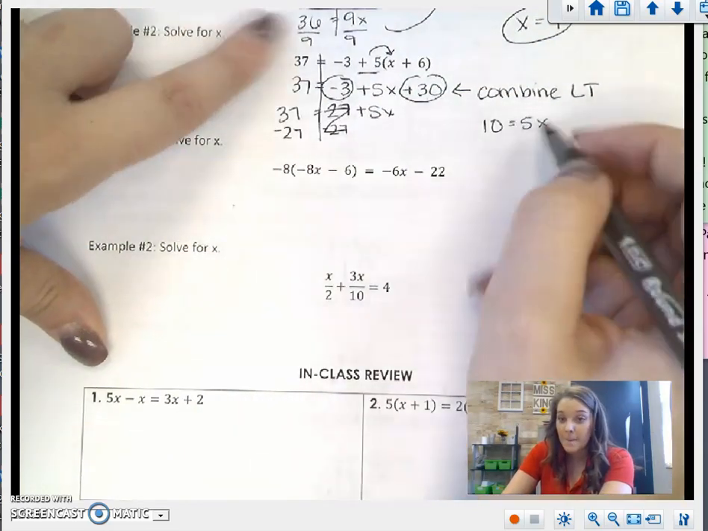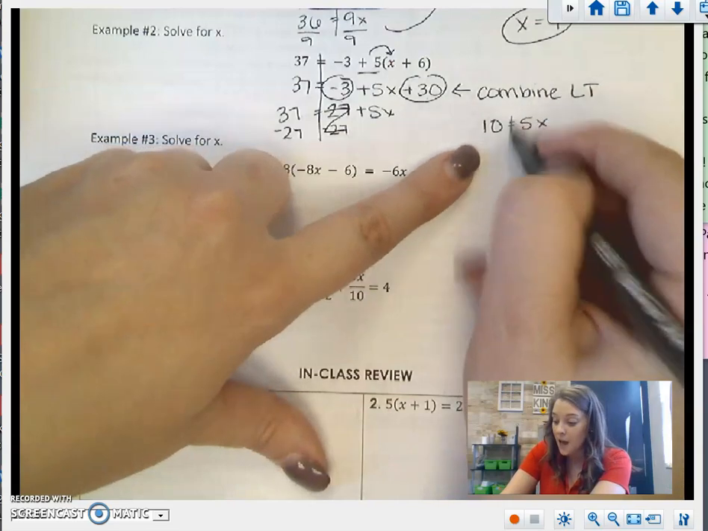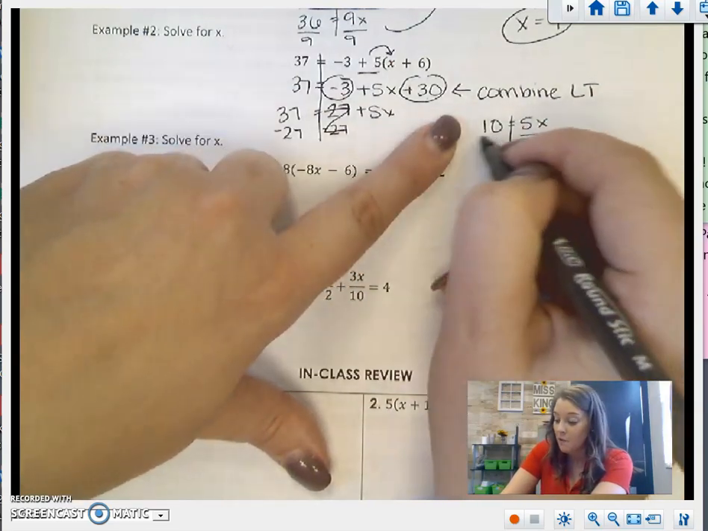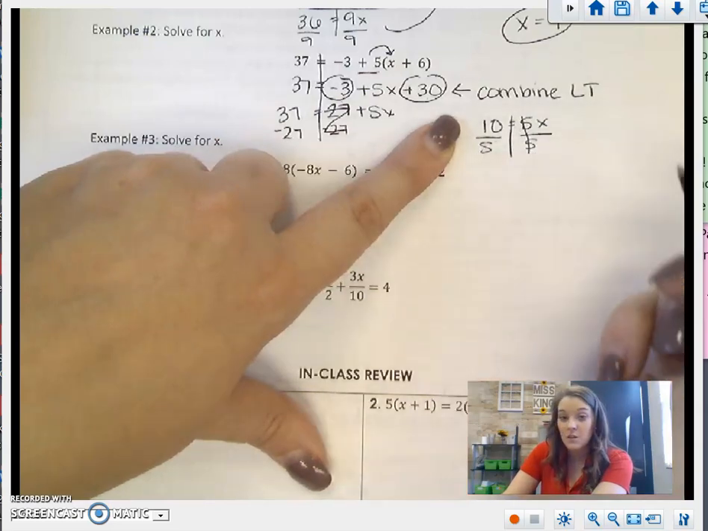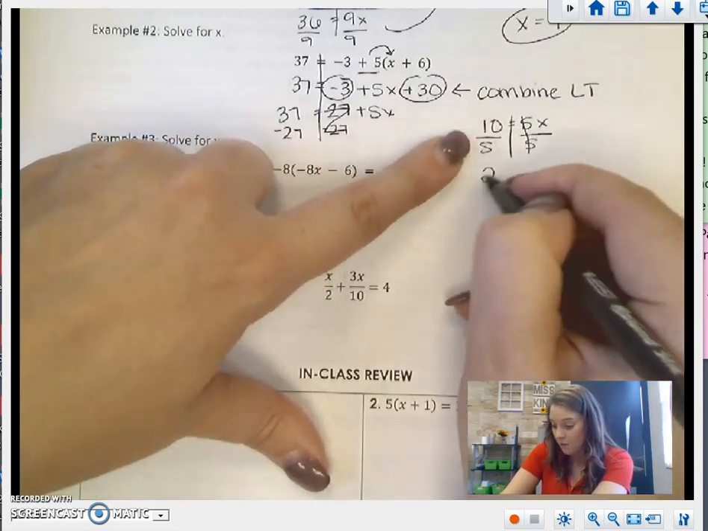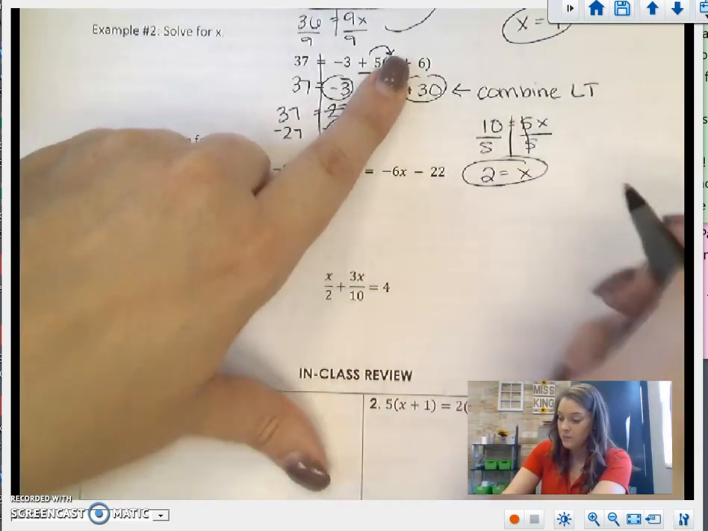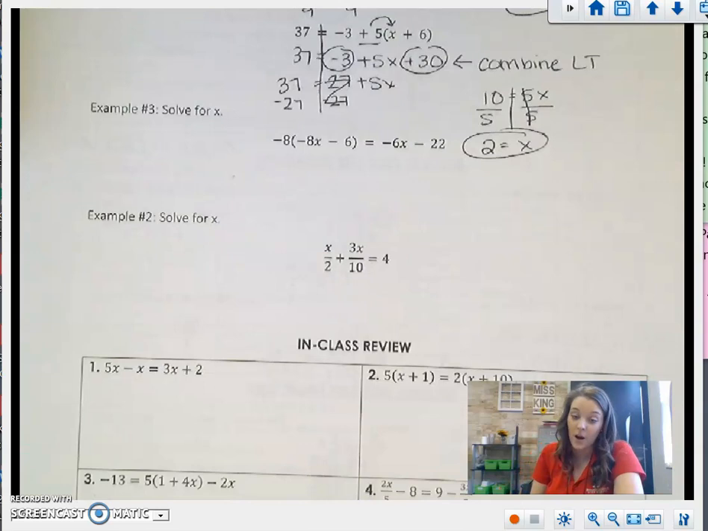My last step, I have 5 times x. Whatever I do to one side, I have to do to the other. So I'm going to divide both sides by 5. That gets rid of this 5 here. 10 divided by 5 is 2. All I have over here is x. So 2 equals x, or x equals 2.